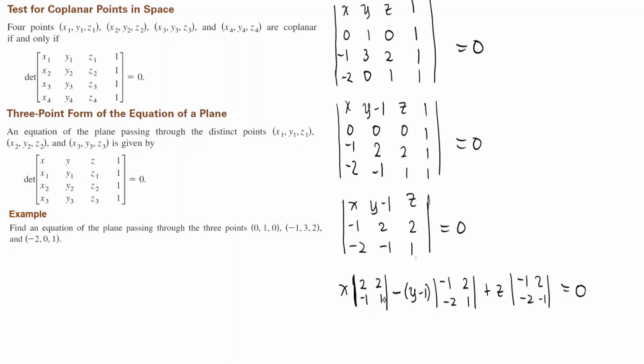Next, we'll solve for the determinants of these 2 by 2 matrices. So we have 2 minus -2, that's 4. So we have 4x. And then minus y minus 1. We have here, this is -1 minus -4, so that's positive 3. And then plus, we have positive 1 minus -4. Am I right? This is positive 1 minus -4, so that is 5. So we'll have 5z equals 0.